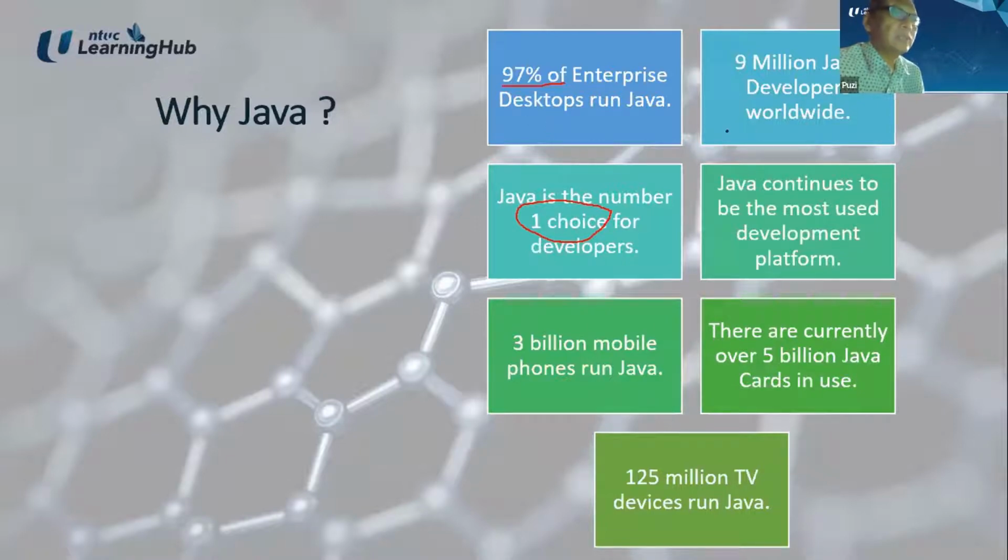Java is also one of the most popular languages, with more than 9 million developers worldwide. In terms of application, it's also very versatile. Besides websites and desktop, it can also be used for mobile phones. Currently there are more than 3 billion mobile phones running on Java, and it also runs a lot of applications on TV, about 125.